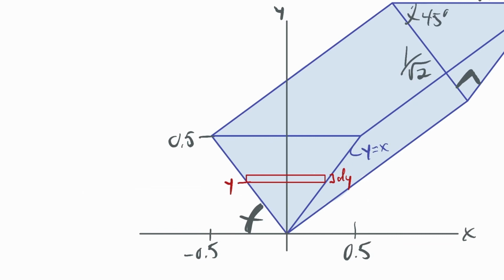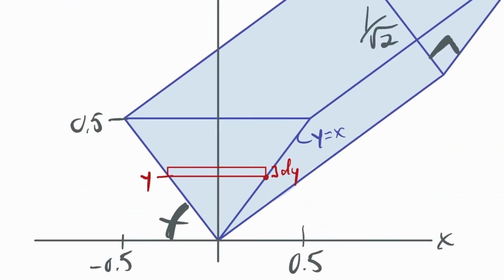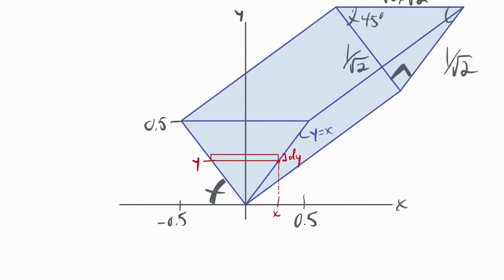Y equals x is an equation that represents that line, right? So that means this point right here at height y is at horizontal coordinate x, right? So the entire length of this at height y will be twice whatever x is, right?